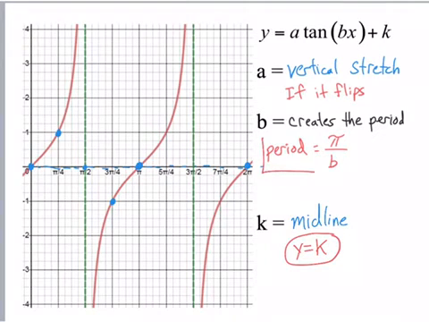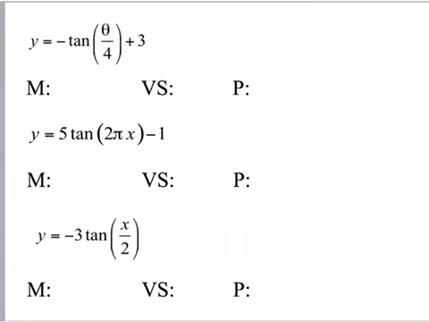Once again, your period is calculated by doing pi divided by b. And your A is not your amplitude, it's how it's stretching vertically, and it also tells if it flips or not. And tangents will always have an asymptote down the middle of them.